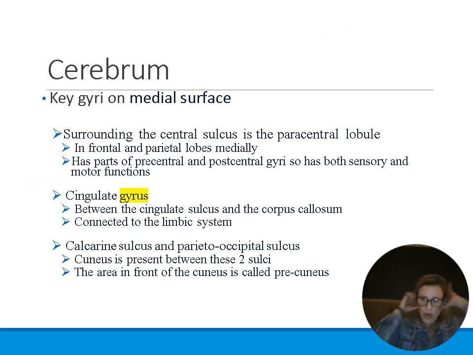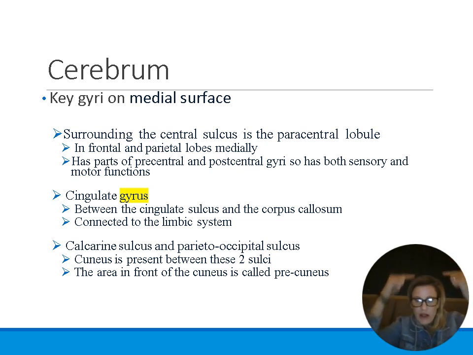There are also some gyri on the medial aspect of the brain, the medial surface of the brain. So again, this is like if you went in the longitudinal fissure and kind of pulled the hemispheres apart, and you're looking at the inside medial surface of the cerebrum. So the central sulcus, that's coming across the center of the brain, a small portion of it is seen medially. It actually goes into the fissure.